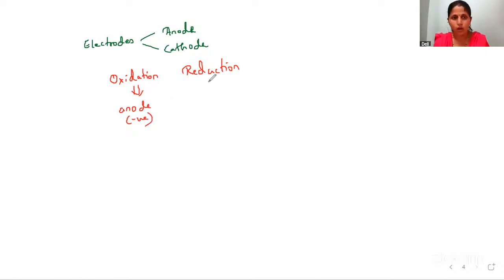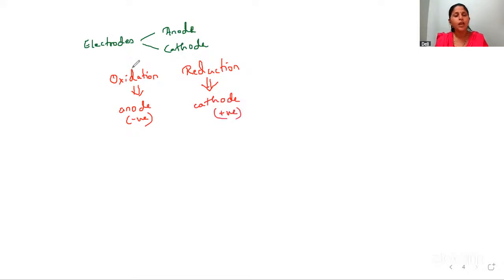We'll see slowly why we call it negative. I'll just make the conclusion there also when I'll be explaining. You need not worry about that. And reduction always happens at cathode, which is the positive electrode.